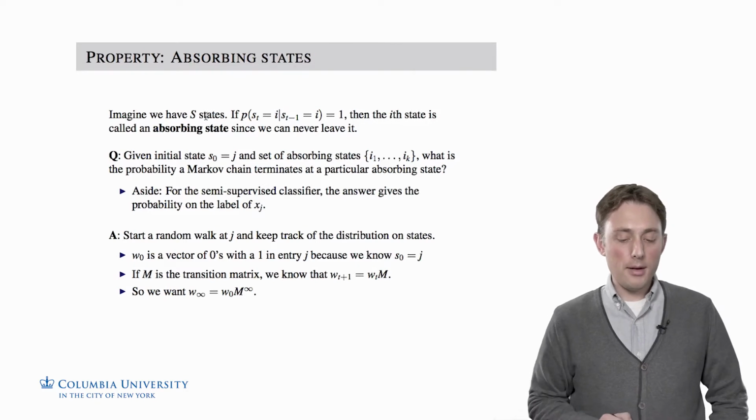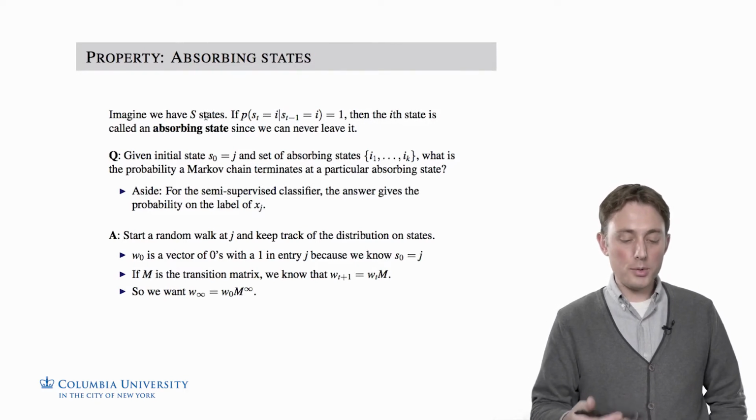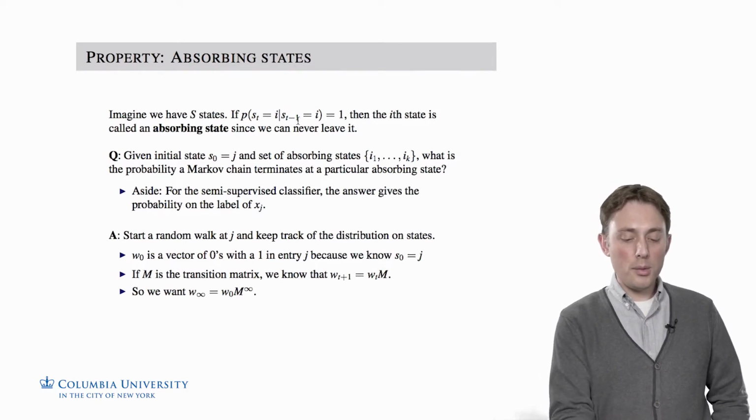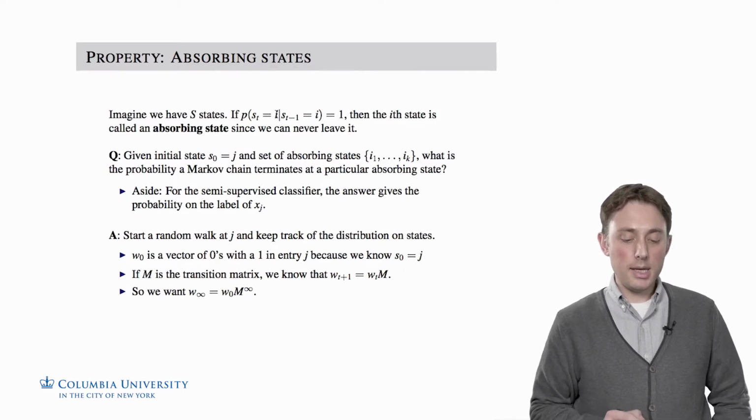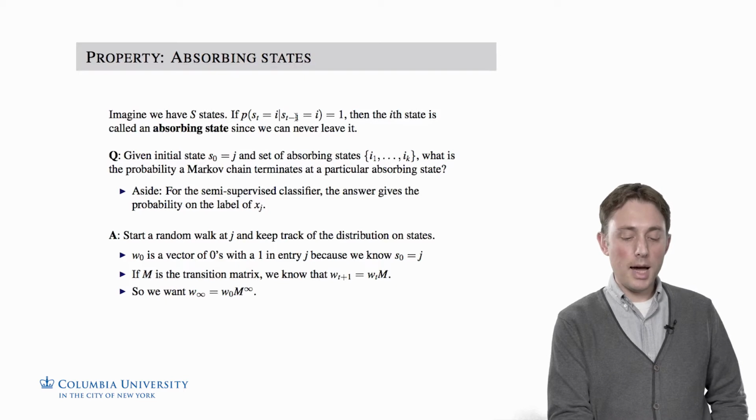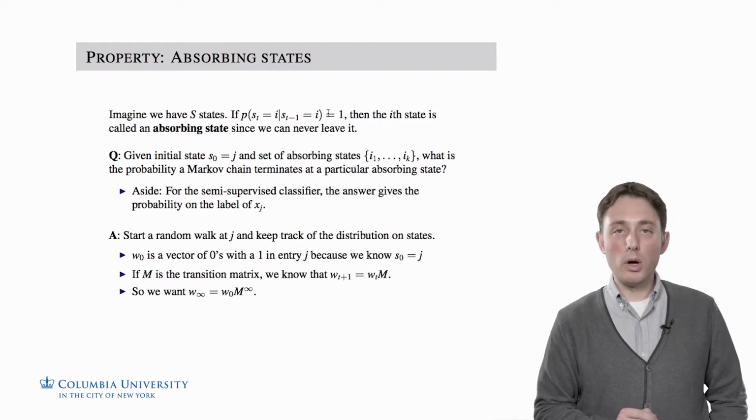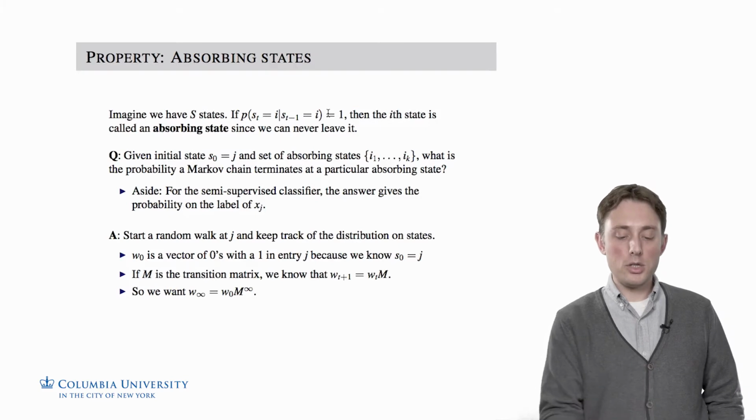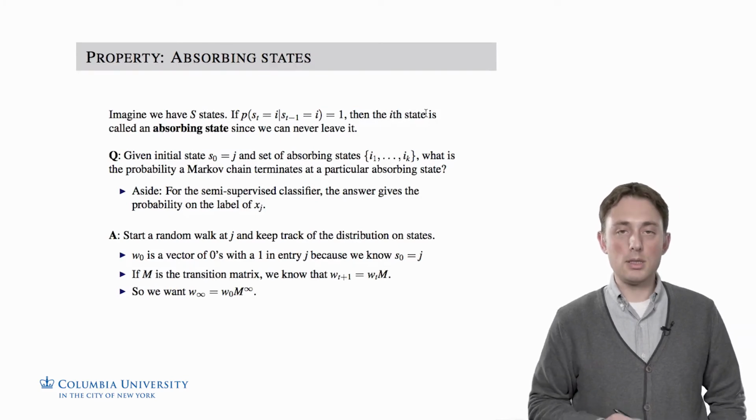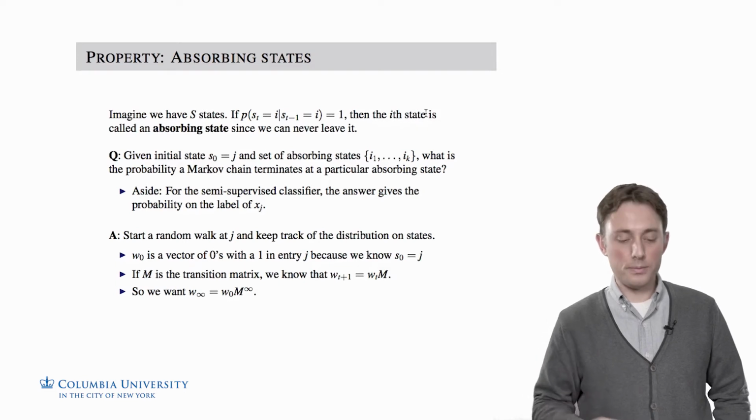So imagine that we have S states. We'll become a little more abstract now. If the probability of transitioning from the ith state back to the ith state, so if we're at state i at time t minus 1, and the probability of a self-transition, so that we're at state i at time t, if that's equal to 1, then we say that the ith state is an absorbing state, since we can never leave it. It's like a black hole.